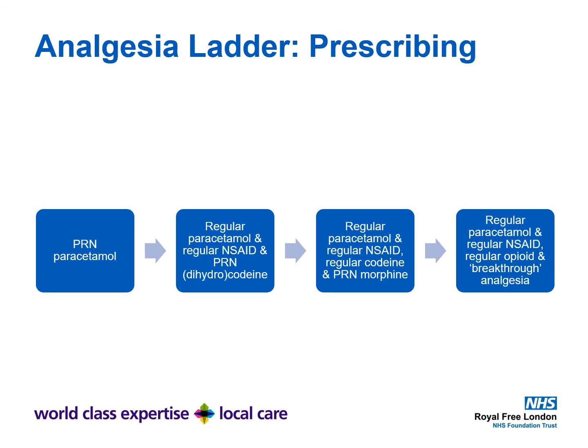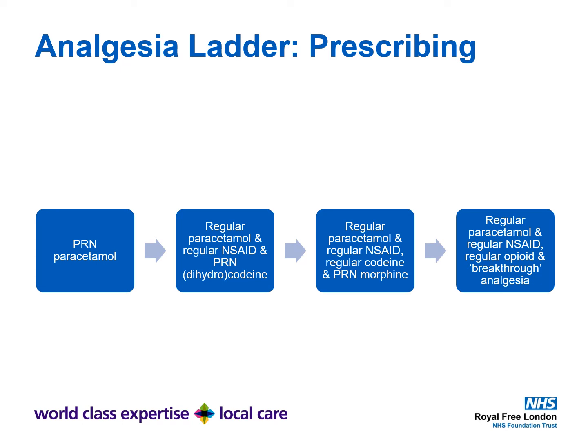The analgesia ladder, again starting from left to right: PRN paracetamol, quickly moving on to regular paracetamol and regular non-steroidal, and PRN such as dihydrocodeine. The next level, or level 3, would be regular paracetamol and regular non-steroidal, regular codeine and PRN morphine. And finally, you'd have regular paracetamol and regular non-steroidal, regular opioid, and breakthrough analgesia.